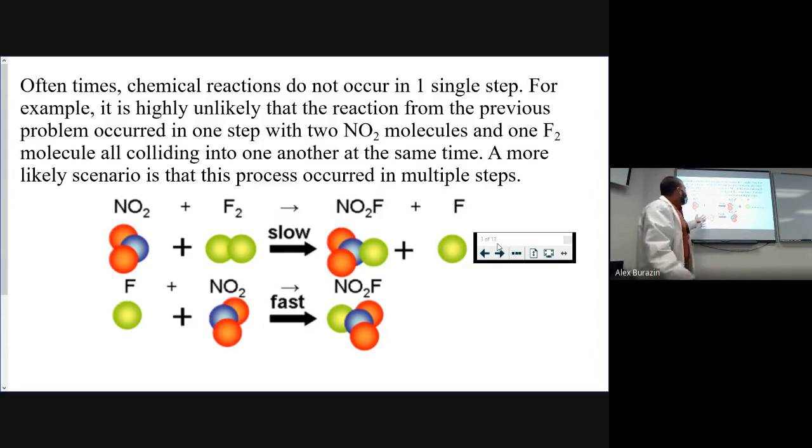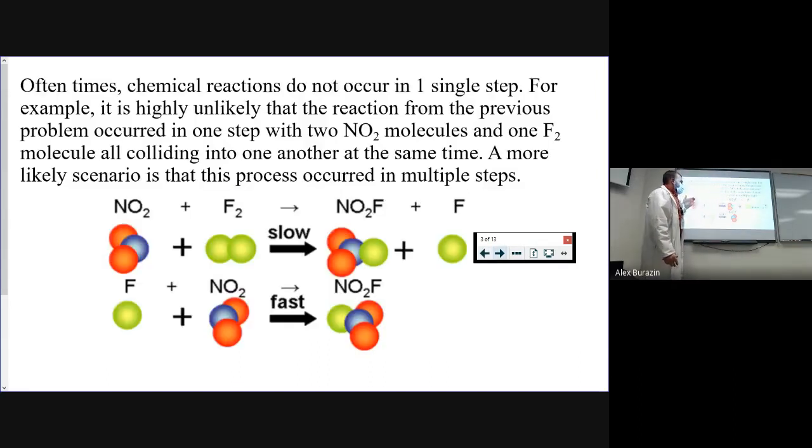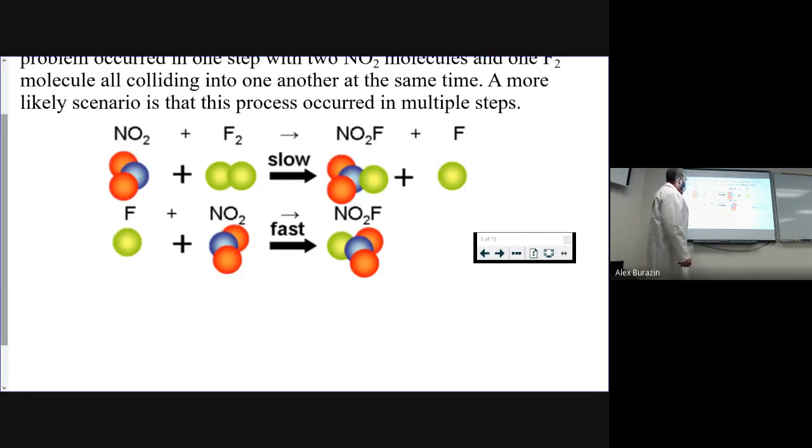All right. So it's unlikely that this reaction with 3 reactant molecules, 2 NO2s and 1 F2, occurs in one step. It occurs in a series of steps or multiple steps. And the series of steps we call elementary reactions or elementary steps. So a more likely scenario looks like this, where I have one reaction occur, and then a second reaction occur.